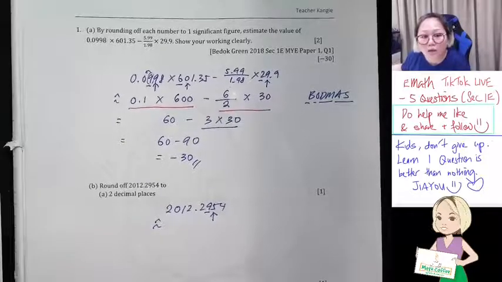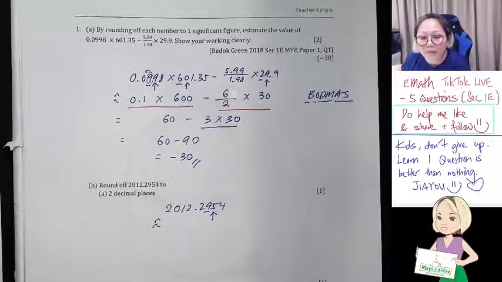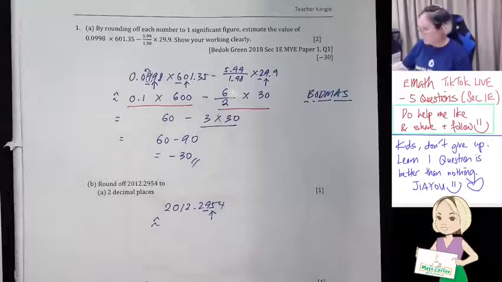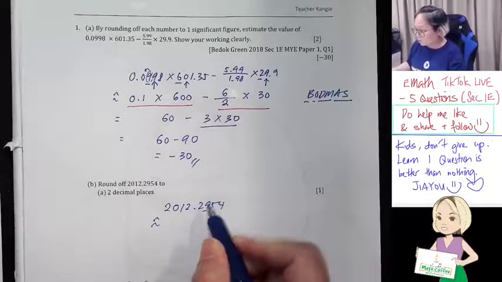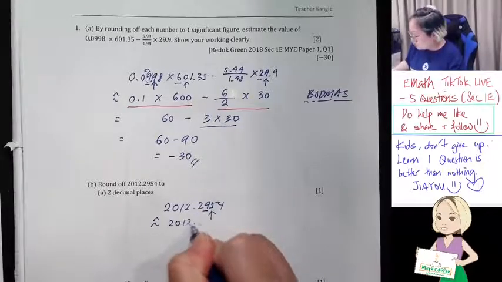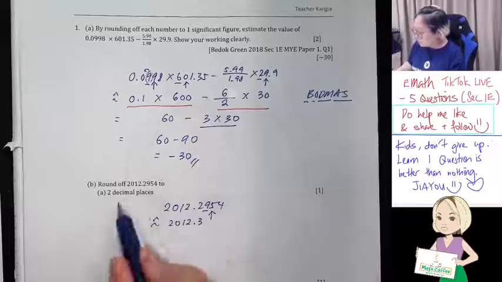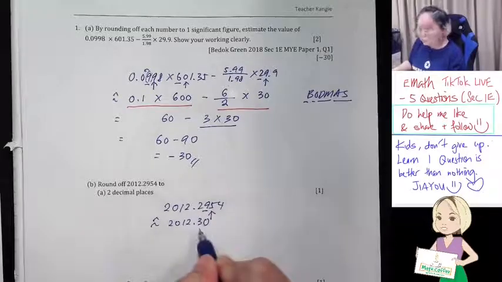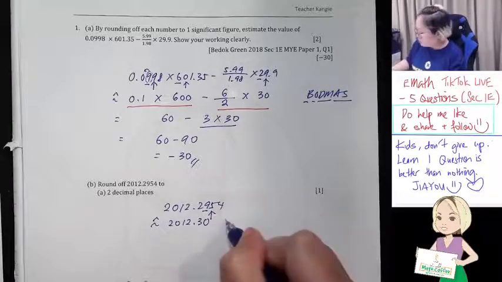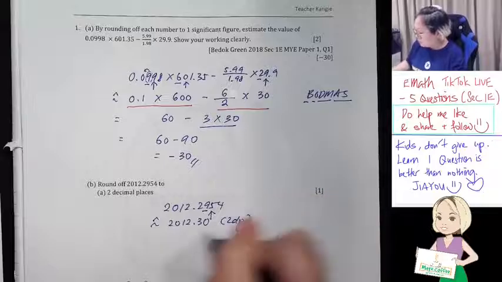Okay, I need to round the 9 up, but my 9 is already maxed out. So I need to affect the 2. So it becomes 2012.3. But because it's 2 dp, make sure you put 0, 2 decimal places. So just put at the side here, this is 2 dp. Done.